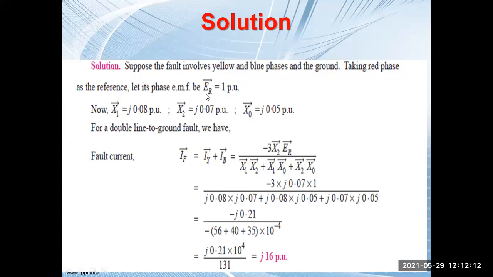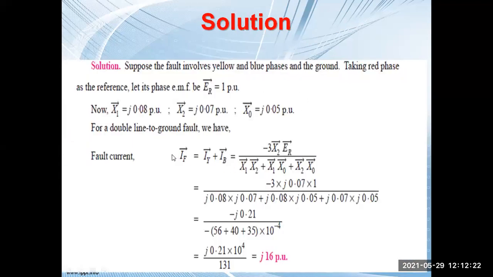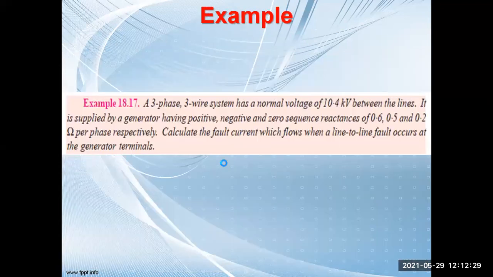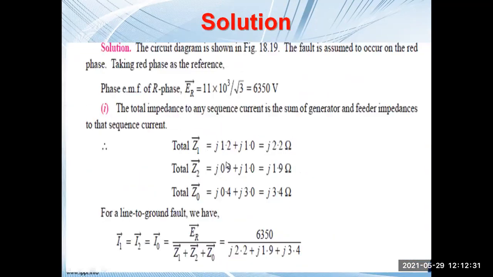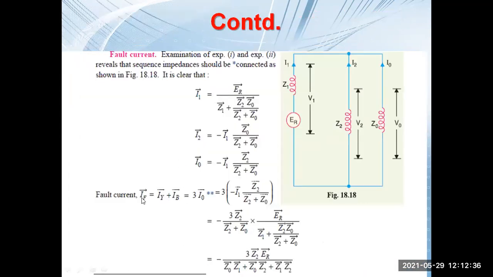So let us say the ER is 1 per unit. So X1, X2, and X0, these values are given. That is 0.08, 0.07, and 0.05. Now the fault current IF will be equal to IY plus IB. So today we have derived this thing. You can remember this. I will show you that particular formula. Double line to ground fault formula. This formula: IF equal to minus 3Z2ER by Z0Z1 plus Z0Z2 plus Z1Z2. Yes or no? This formula.